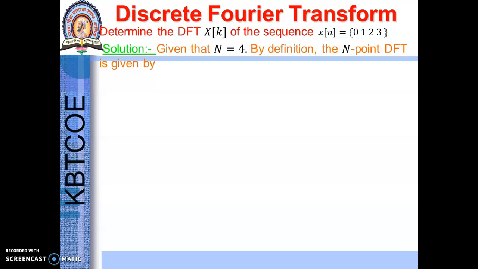Suppose we have a problem statement like: determine the DFT of the given sequence, let x of n be equal to 0, 1, 2, 3, plot its magnitude and phase spectra, and also find its IDFT by using MATLAB. Before going to the MATLAB simulation, we'll solve this problem by our regular practice, that is, the analytical solution on paper. Here the length of the sequence is 4.